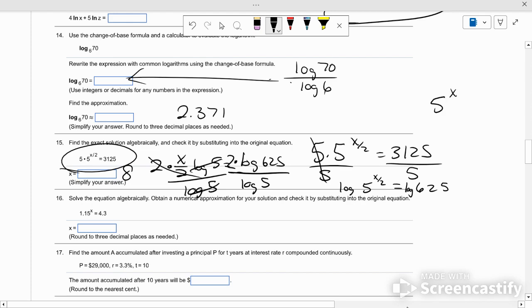So 5 to the x over 2 equals 5 to the 4th. We can drop the 5's on each side. X over 2 equals 4. So x equals 8. We can do it that way too.